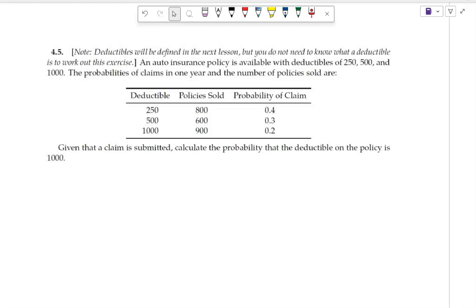So this is our clue that we might want to flip around the probabilities, flip around our conditional. If I know the deductible is 1,000, I know what the probability of the claim is. Does that make sense? But this is asking us the reverse question. All right, so the problem is asking us for the probability of a deductible of 1,000 given a claim.